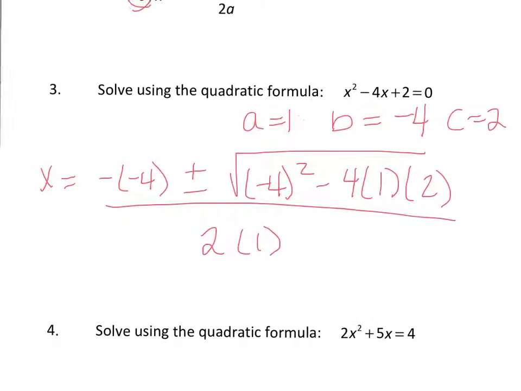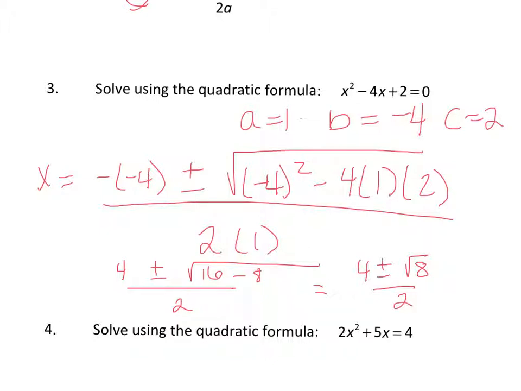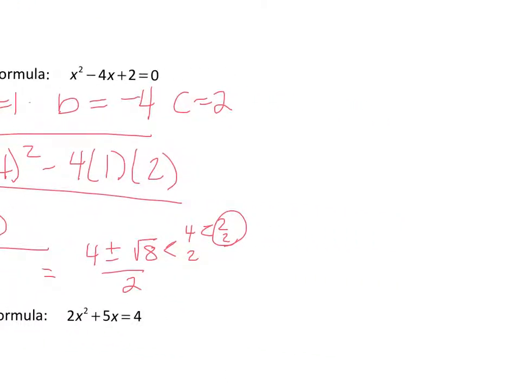Okay, if I'm going to go ahead and simplify this, negative 4 is going to be positive 4, plus or minus the square root. 4 squared is 16, minus 4 times 1 times 2 is 8, over 2. And now simplifying the square root, I'm going to have 4 plus or minus root 8 over 2. And then remember, 8 can be broken down into 4 and 2, 2 and 2. So that means a 2 will come out. This 2 is at home, so you got 4 plus or minus 2 radical 2 over 2.